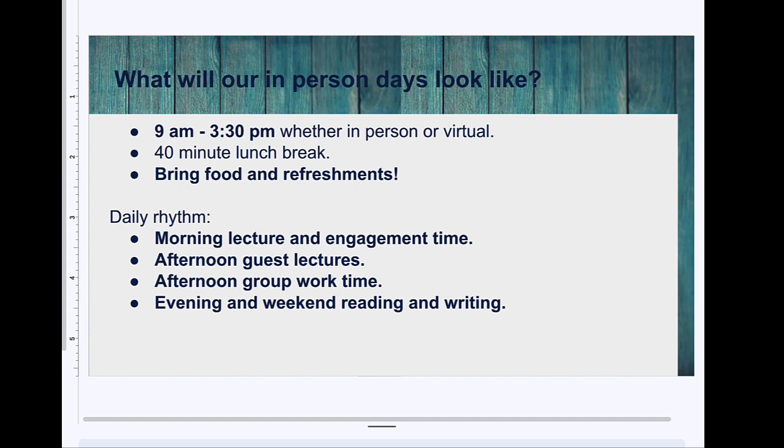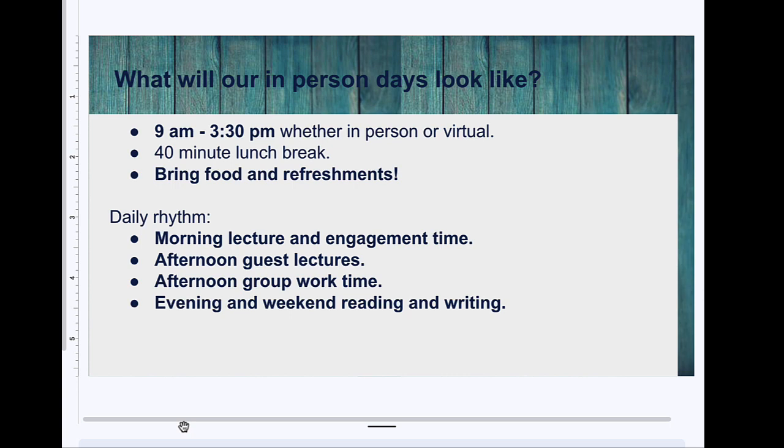You're probably curious what class is going to look like on an average day. Whether we are virtual or in person, you're expected to be available and basically in class from 9 a.m. to 3:30 p.m. What that looks like is always showing up at 9 o'clock, whether it's in person or on Zoom. And in the morning, we tend to do lectures and a lot of activity and engagement time. And then we have about a 40-minute lunch.